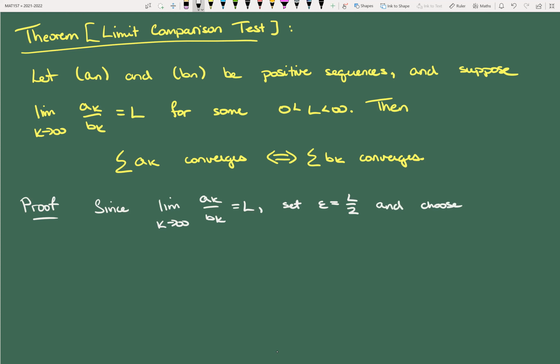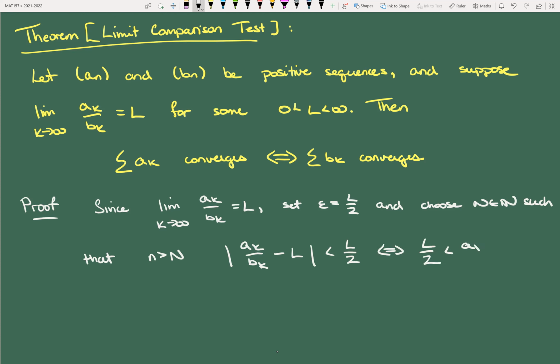And choose some N such that if k is bigger than N, then a_k over b_k minus L is less than L over 2, because that's our epsilon. And then we do our usual thing where we expand this out, put L over 2 on each side. So we're going to get L over 2 is less than a_k over b_k is less than 3L over 2, right? Little n is, oh yeah, you're right, sorry, k. There we go.